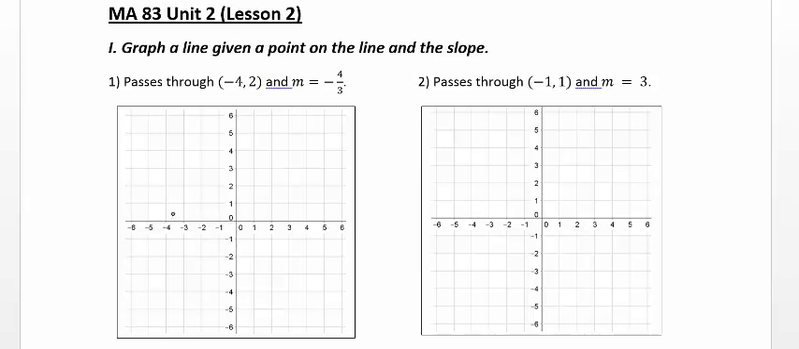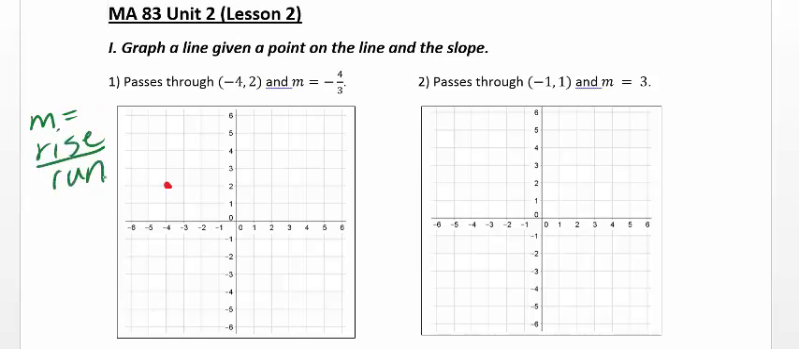That means I'm going to go to the left 4 and up 2. And I'm going to plot that point. And from there, I'm going to find another point by using the slope. Now we learned in the lesson before that the slope, which is our m, is our rise over our run.